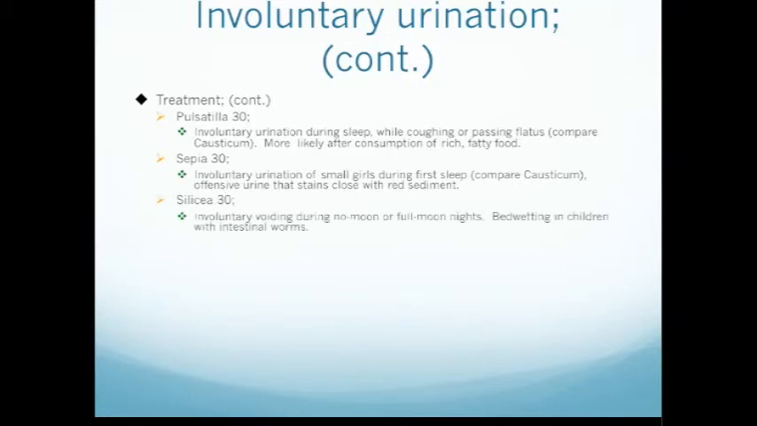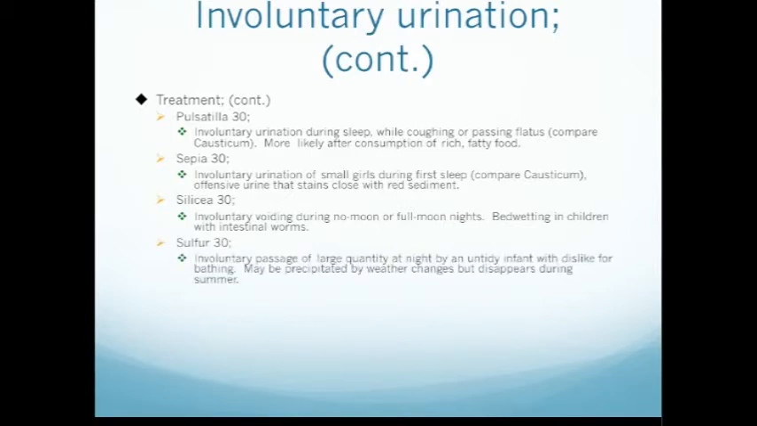Silicea 30, involuntary voiding during no moon or full moon nights, bedwetting in children with intestinal worms. Sulfur 30 is good for involuntary passage of large quantities of urine at night by an untidy infant with dislike for bathing. This may be precipitated by weather changes but disappears during the summer. Stop the remedy once there is a 50% improvement. Resume if needed or not working after 10 doses.